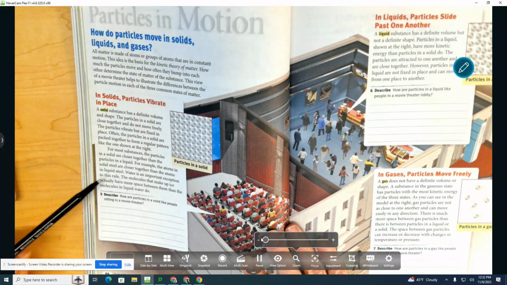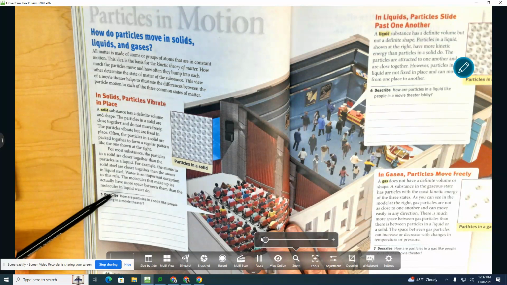Water is an important exception to this rule. The molecules that make up ice actually have more space between them than the molecules in liquid water do.